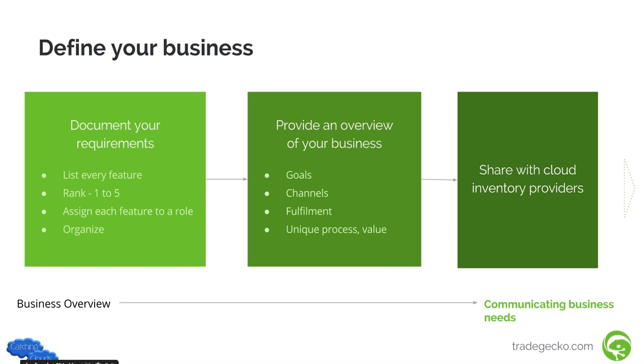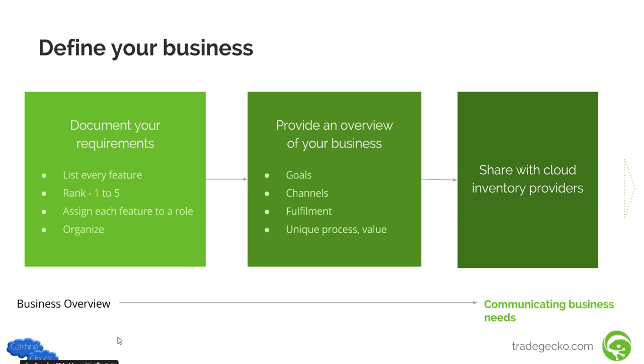Okay, so what you want to do is define what are your key features and rank them. Definitely go through the exercise, throw it in a spreadsheet, and rank them, and assign a different role and get organized to make sure where are the top priorities. What do you really care about?